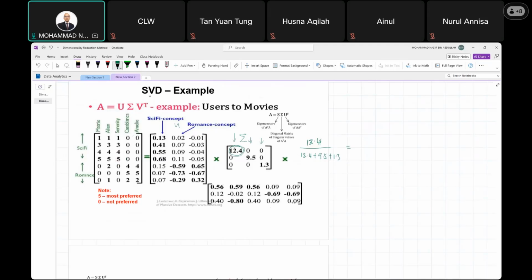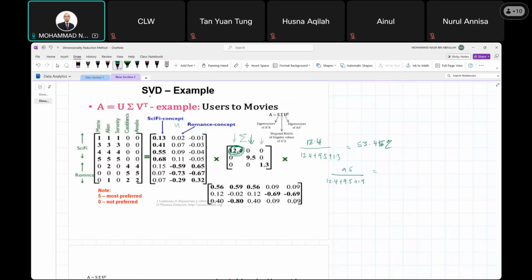12.4 divided by 9.5 plus 1.3. So this one should be 53.45%. So the first component will explain 53.45% of the variance in the data set, right? The second component is 9.5 divided by 12.4 plus 9.5 plus 1.3.